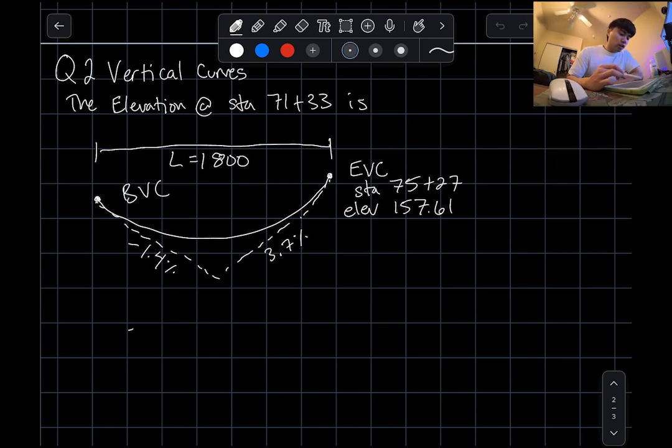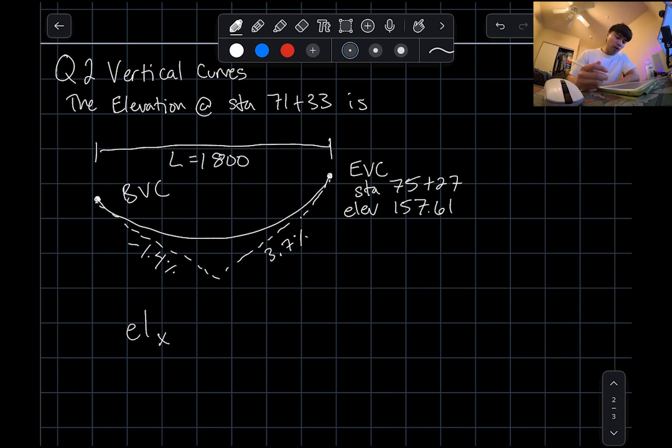We're asked what the elevation at station 7133 is, and they give us some values at EVC, or end of vertical curve: station 75 plus 27, elevation 157.61, and length of curve is 1800. You're going to be seeing a lot of questions like this on the survey exam.